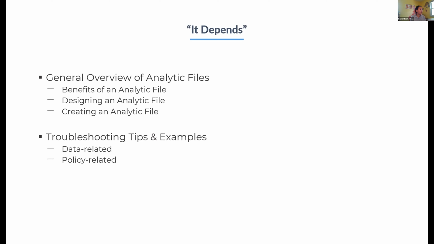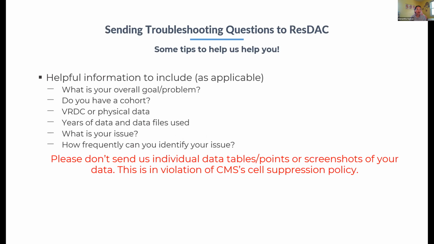And then just a couple things quickly. When you're sending troubleshooting questions to ResDAC, here are some tips that help us help you. Some useful information to include: what is your overall goal or problem? Do you have a cohort? Because that will definitely impact how we look at things. Are you using the VRDC or do you have physical data? What years of data files are being used? And then very close to the bottom, what's your actual issue, because it helps us to have the story first. And then how frequently can you identify this issue?